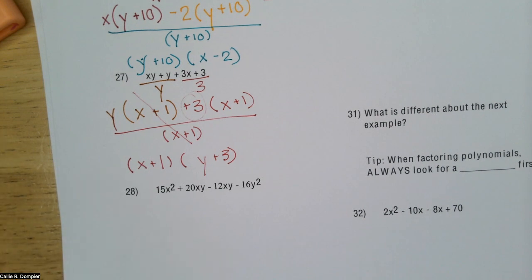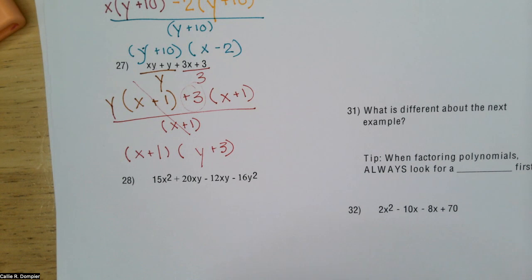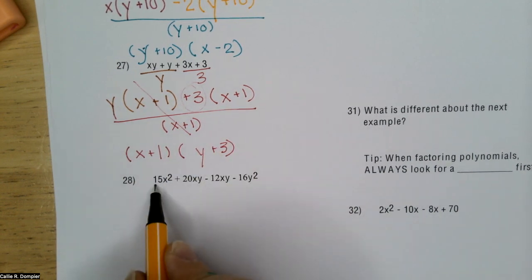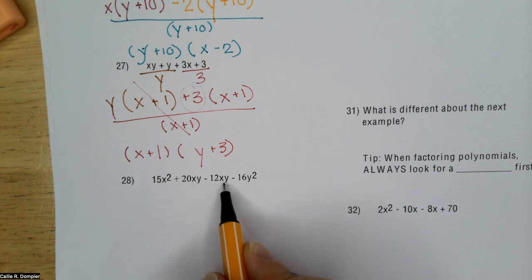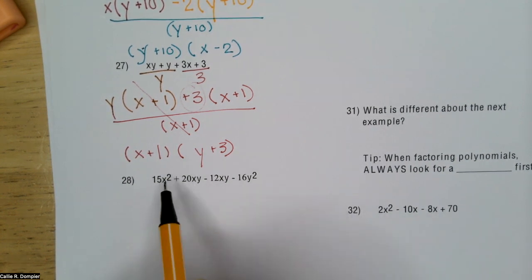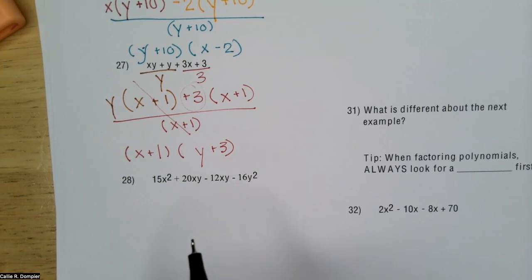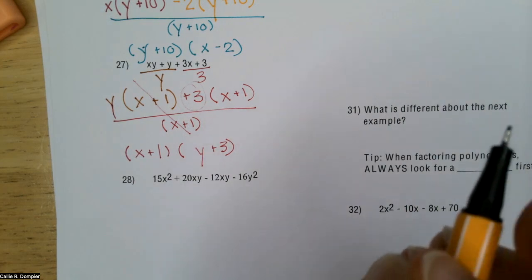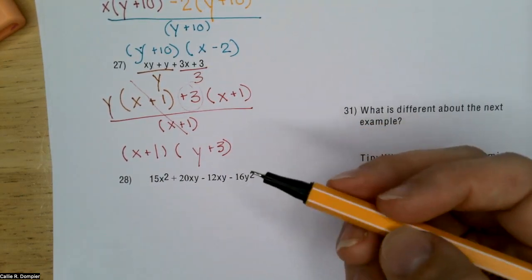This one's difficult. 15x squared plus 20xy minus 12xy minus 60y squared. If this has a 15x squared and this has a negative 60y squared, that doesn't have any common variables. And I know 15 and 60 don't have a common number that they can be divided by, right? So I need to factor by grouping.